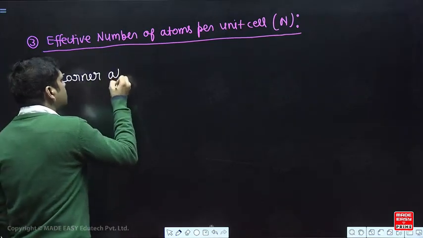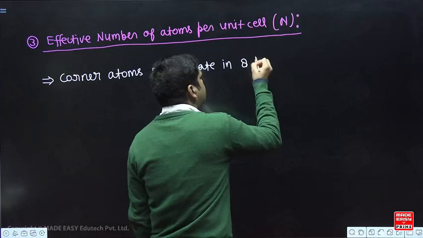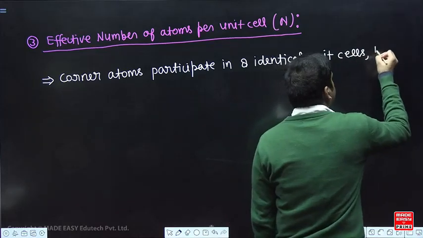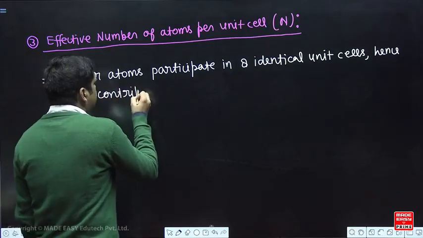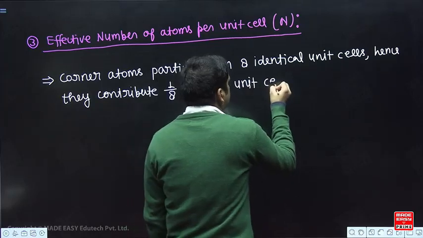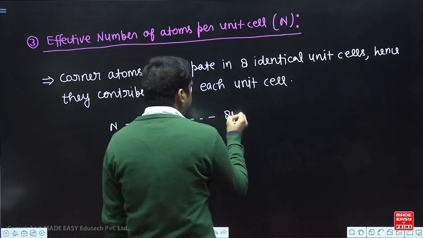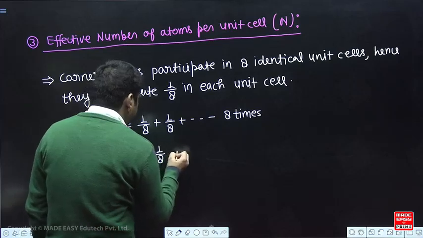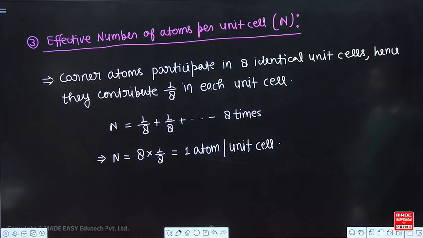Corner atoms participate in 8 identical unit cells. Hence, they contribute 1 by 8 in each unit cell. So n is 1 by 8 plus 1 by 8 plus up to 8 times, because there are 8 corners. So you can write n is equal to 8 into 1 by 8, that is 1 atom per unit cell. This is the effective number of atoms per unit cell.